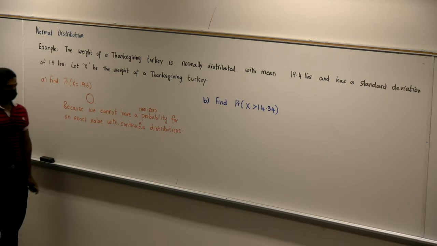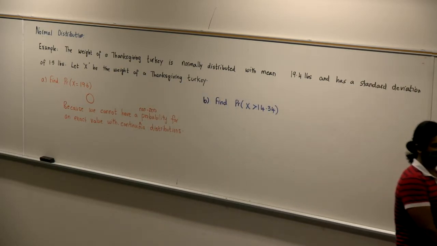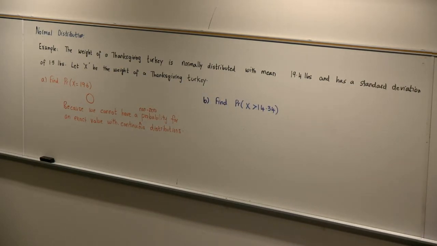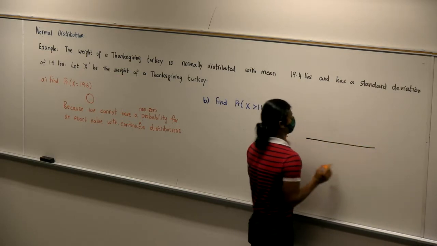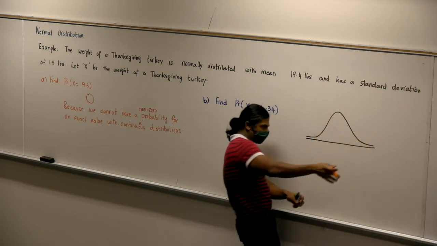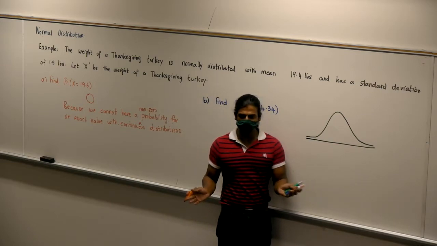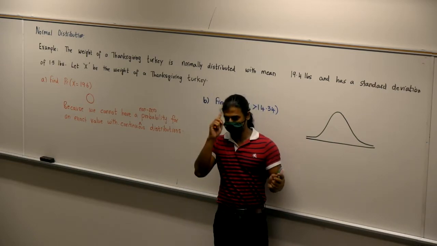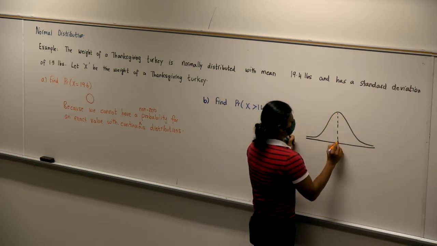So we have defined the probability that the weight of the turkey is greater than 14.34. I always advise my students to draw this curve before going to the calculator, because there are some standardized exams where you don't get to have a calculator, you just have to think. So think carefully.